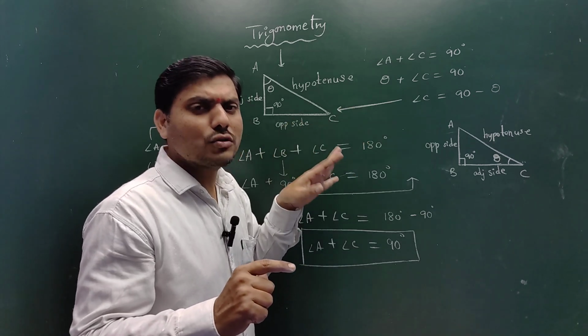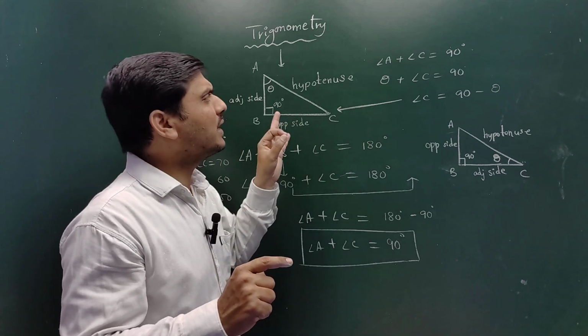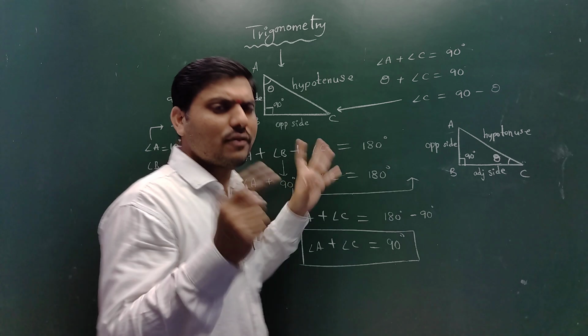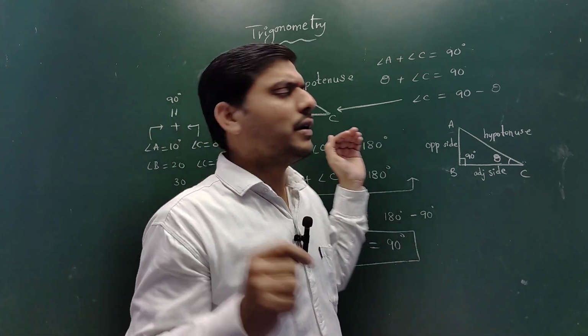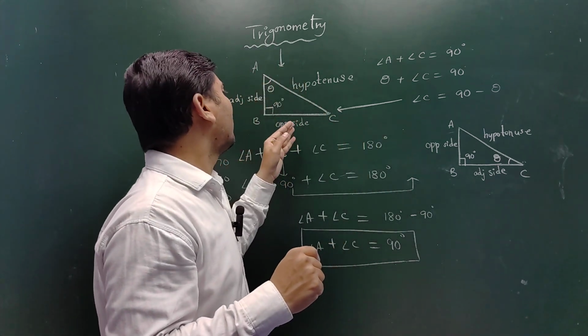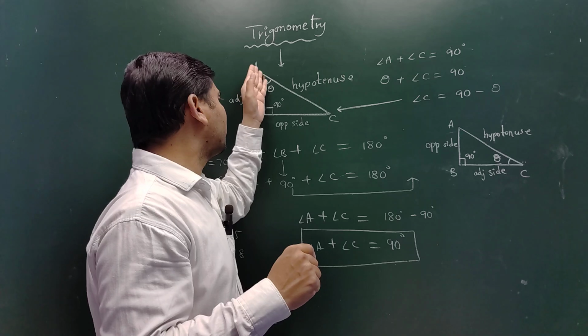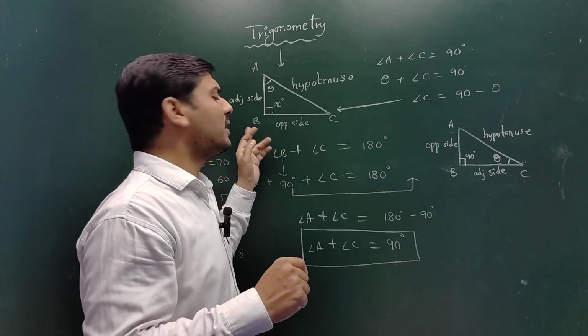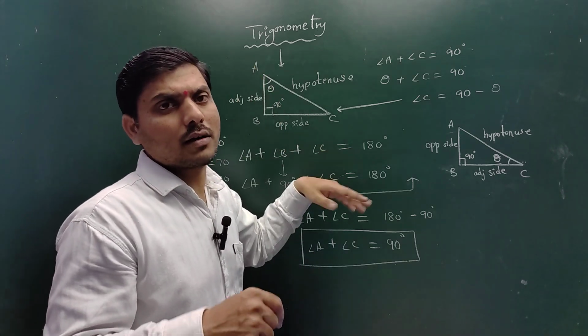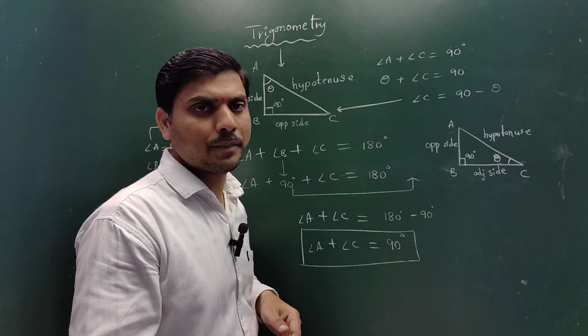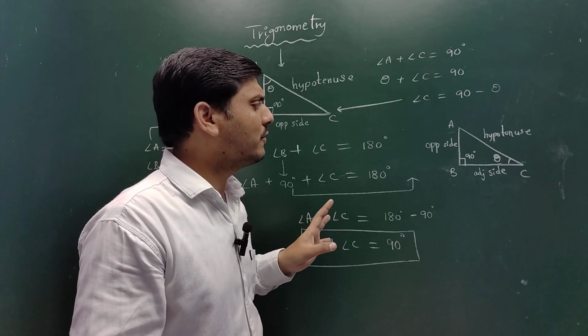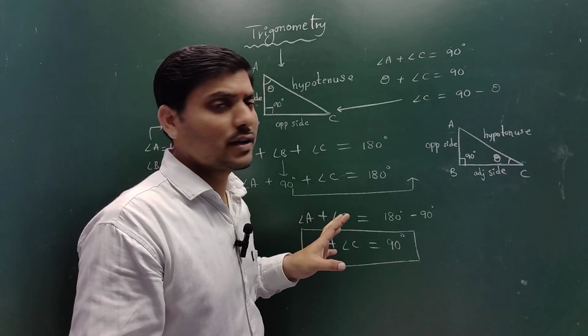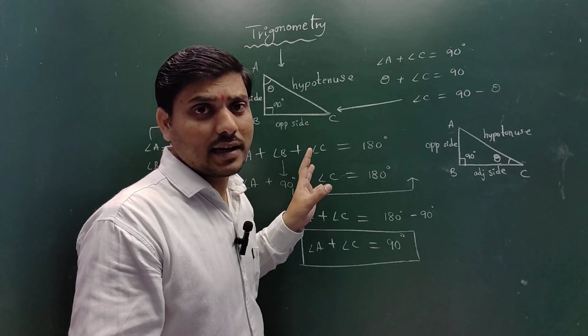This is the most important thing in any right angle triangle concept. Okay, you can take this as ABC, or you can take this as PQR. Q is the right angle, P and R are acute angles. This is a very important concept of the right angle triangle.